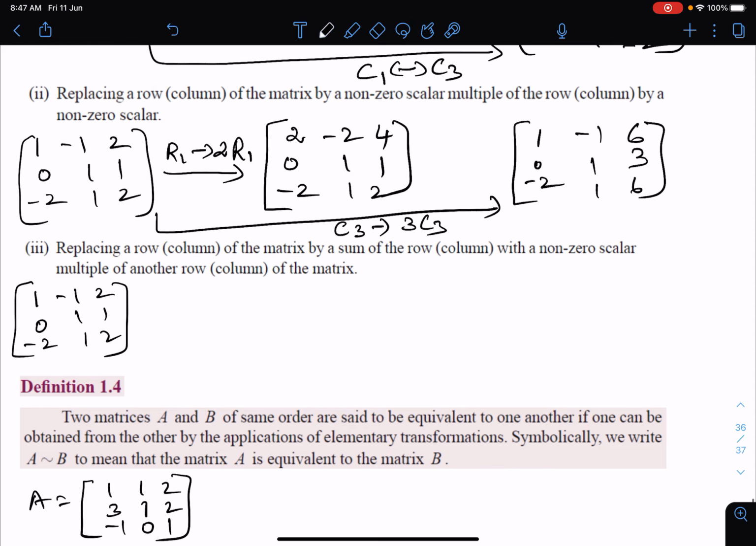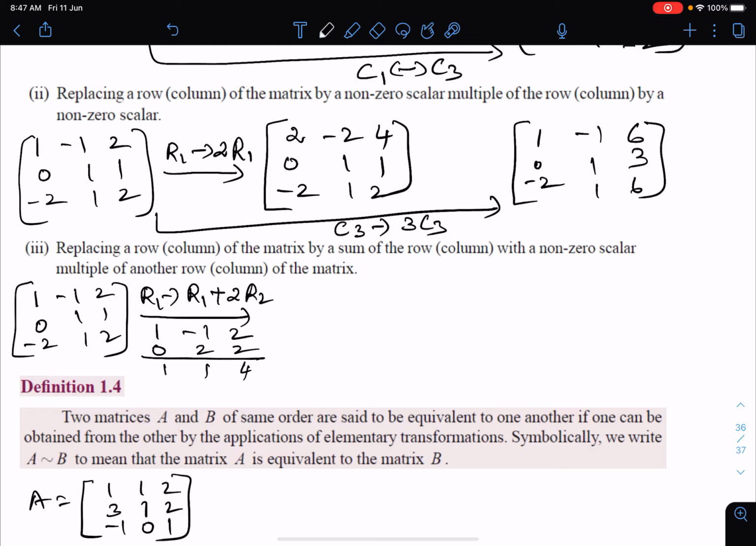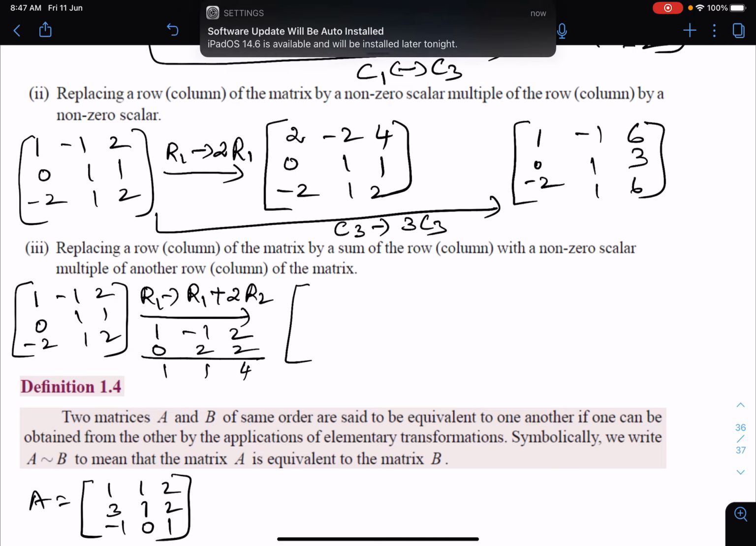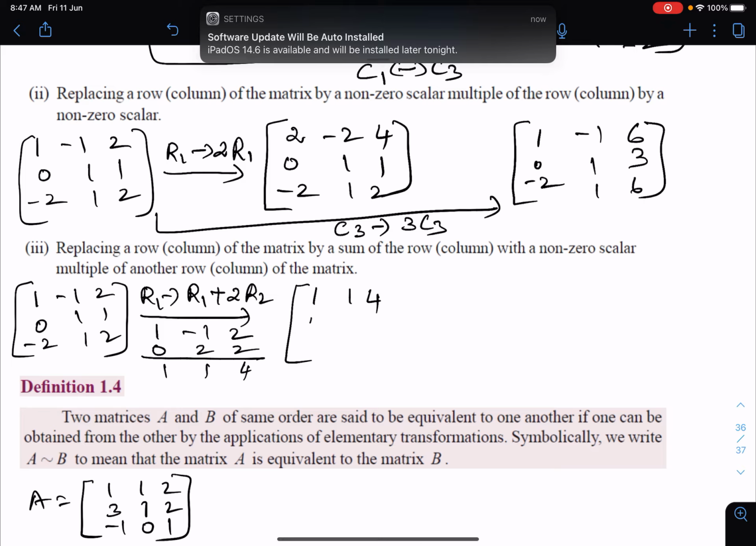Now coming to our third one: replacing a row or column of the matrix by the sum of the row with the non-zero scalar multiple of another row. Here I am going to replace R1 with R1 plus 2R2. R1 is 1, minus 1 and 2, and 2R2 is 0, 2, 2. Now we are going to add this: 4, 1 and 1. You can do the calculation below this or even in the rough column, nothing to worry. Now our R1 becomes the new one, 1, 1, 4. R2 and R3 remain the same.